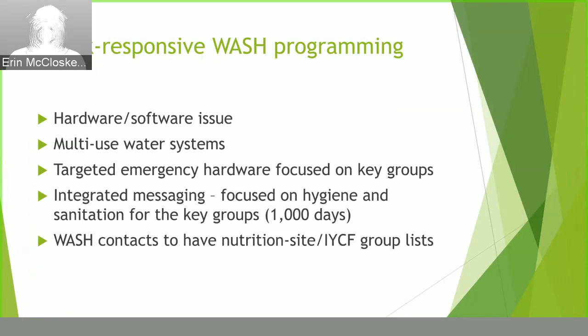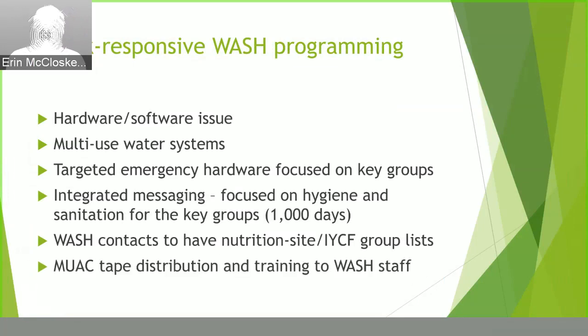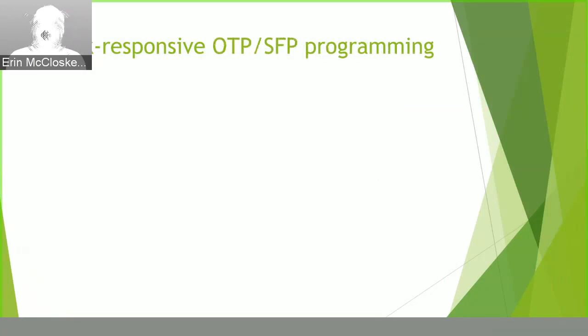You can give wash contacts, those who are in the communities, a list of nutrition sites and IYCF groups and a list of characteristics they should look for in order to pass that information along. And then for the next point, you can also give them UAC tapes, distribute them, and train them how to use them. It's so simple.